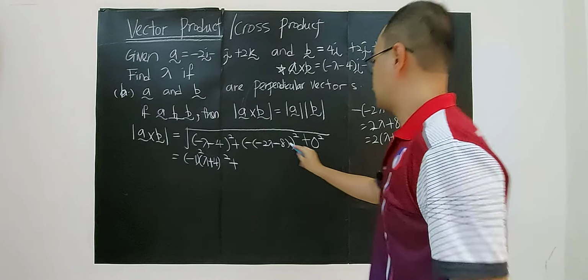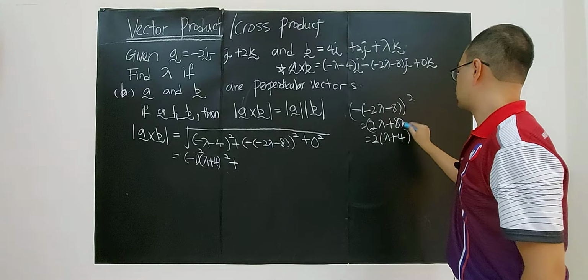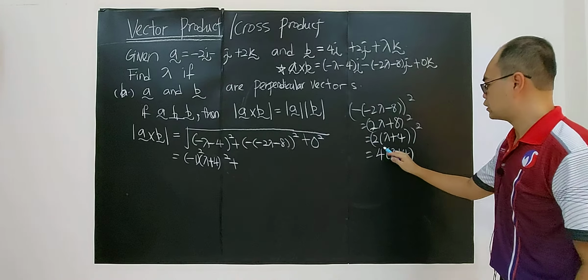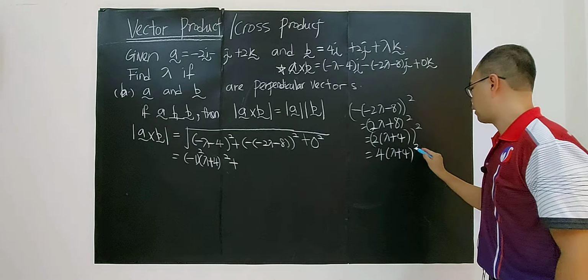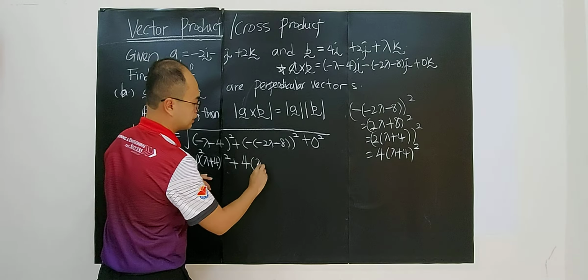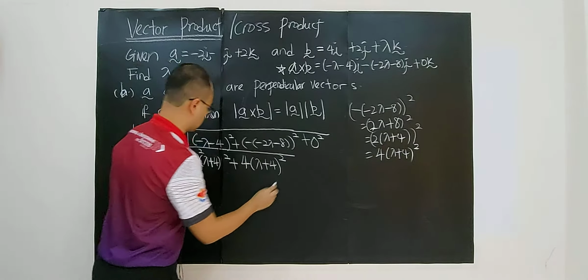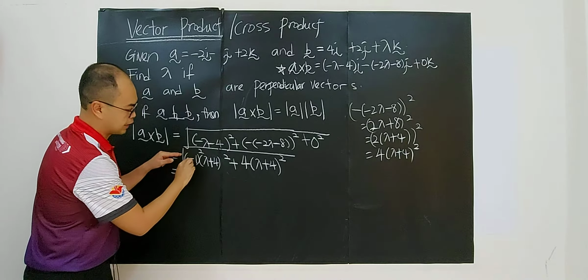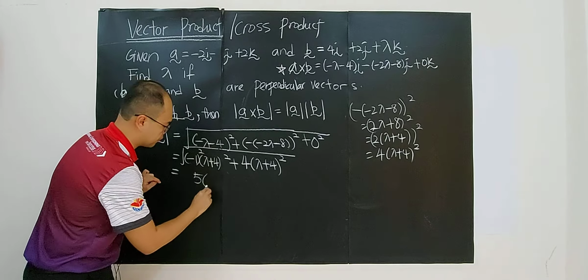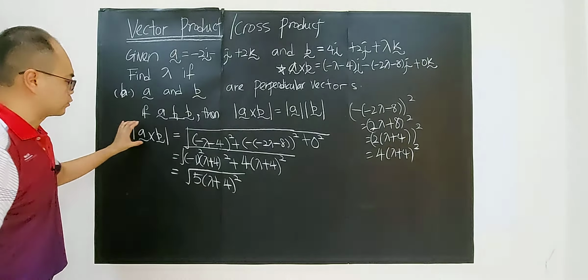So this whole thing is to the power of 2. 2 to the power of 2 is 4, so I have 4 times lambda plus 4 to the power of 2, all under the square root. Negative 1 squared gives 1. 1 plus 4 gives 5, so we have the square root of 5 times lambda plus 4 to the power of 2. This is the magnitude of A cross B.